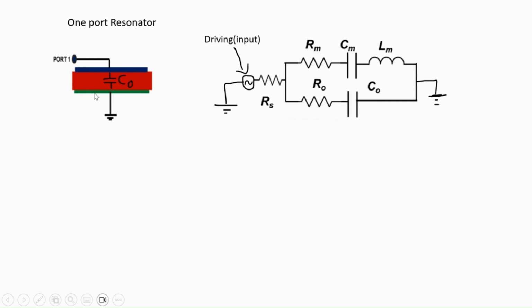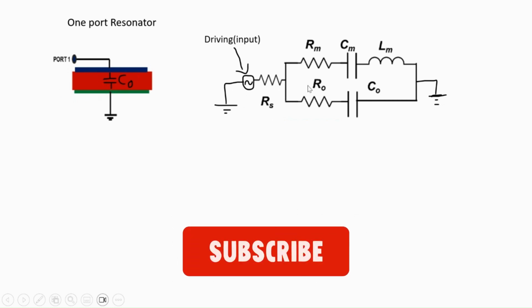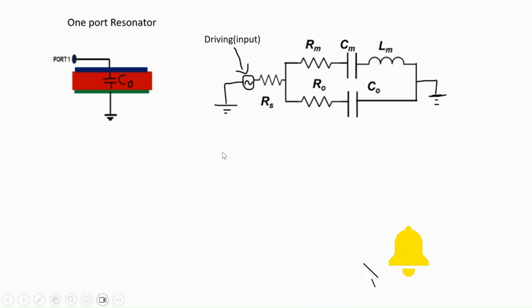Between these two electrodes there will be capacitance, that is C0, and R0 is the dielectric resistance of the material. That's how you can draw a BVD model of a one port resonator. You can put this in your ADS software, or any other software, I don't know other software. In those you can put this in and simulate, and you will get results like parameters called S11 and Y11.